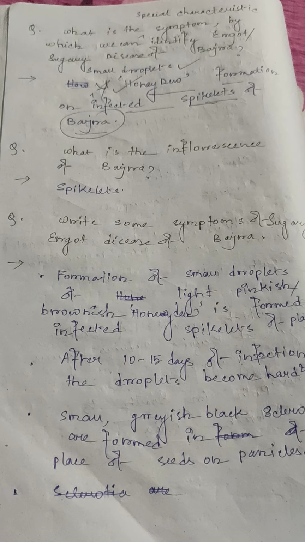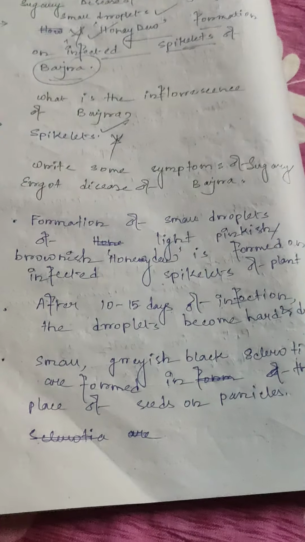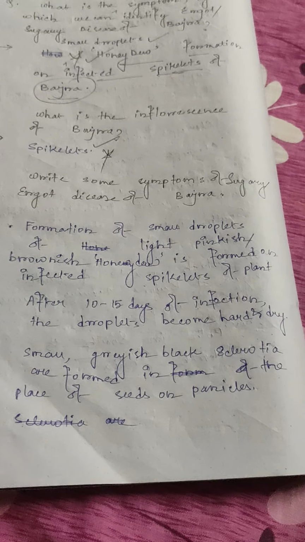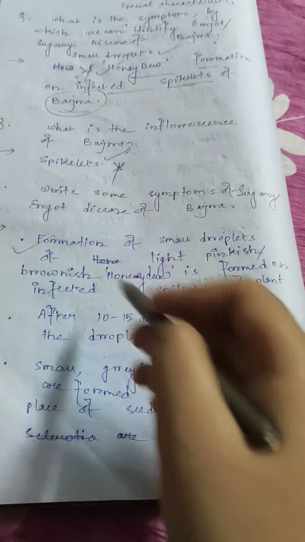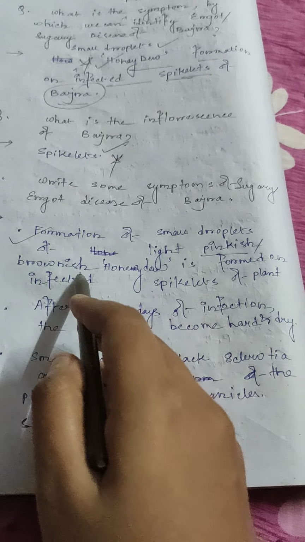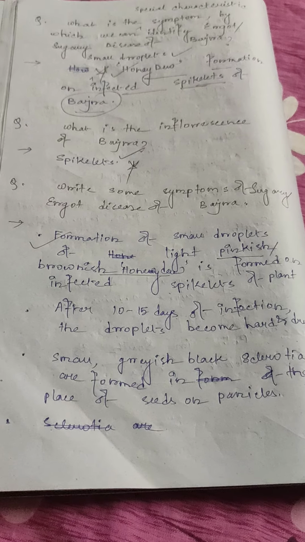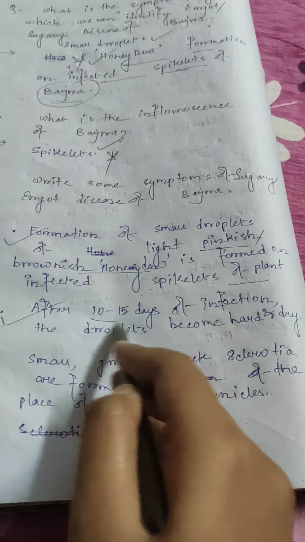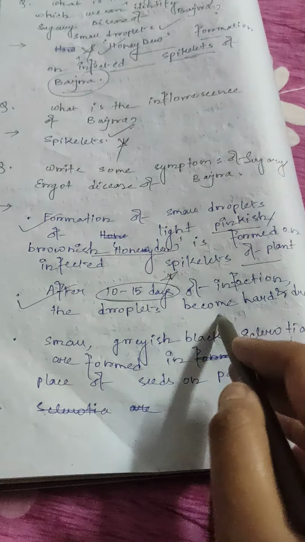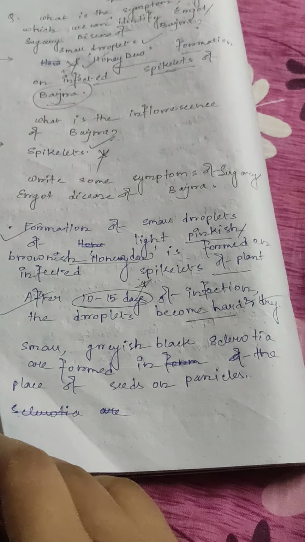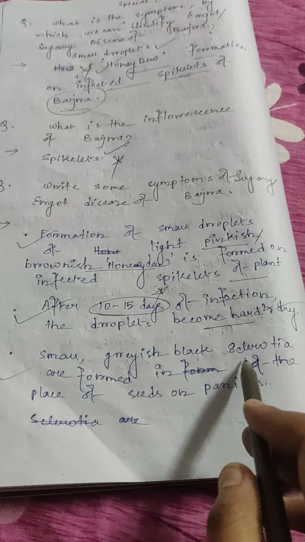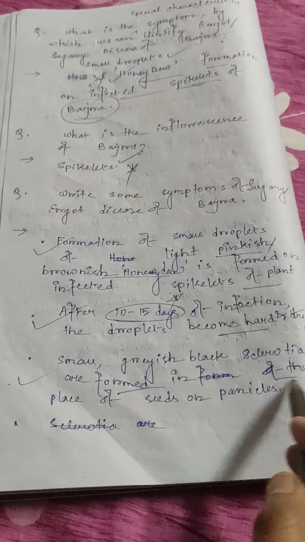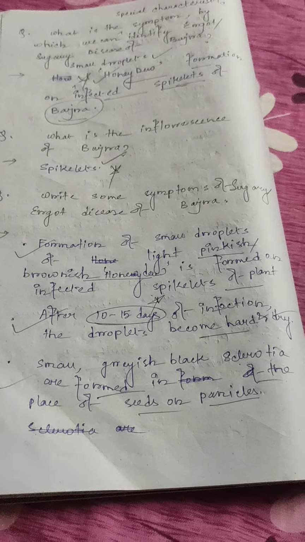What is the inflorescence of bajra? Spikelets. Write some damage symptoms of ergot or sugary disease of bajra. Small droplets of light pinkish or brownish colored honeydew are formed on the infected spikelets of the plant. After 10 to 15 days of infection, the droplets become hard and dry. Small greyish black sclerotia are formed in the place of seeds on the panicles.